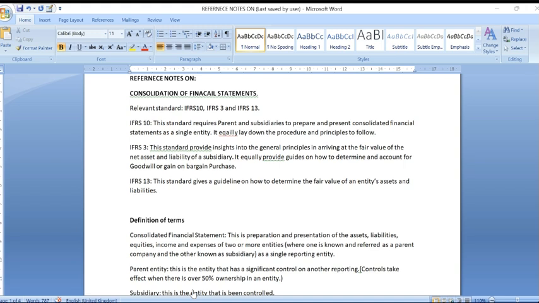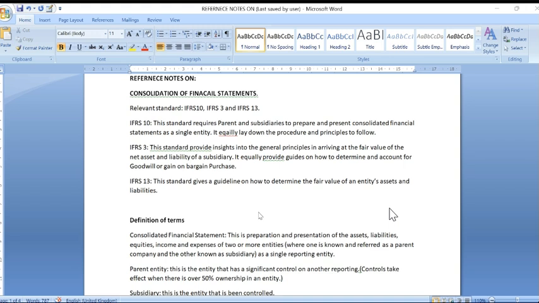So, quickly tonight, IFRS 10 says that once there is a parent company and there is a subsidiary or there are subsidiaries, they are expected to consolidate their financial statements as a single entity. In other words, once you have a parent company and that parent company has a subsidiary or subsidiaries, it is expected that they consolidate their financial statements as if they are a single entity. And this is why we have what we call consolidation of financial statements.